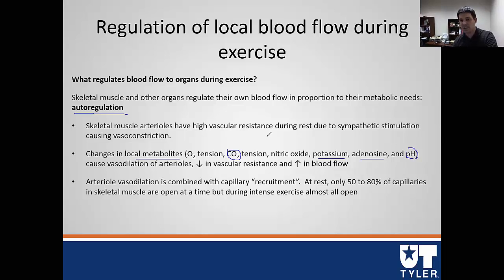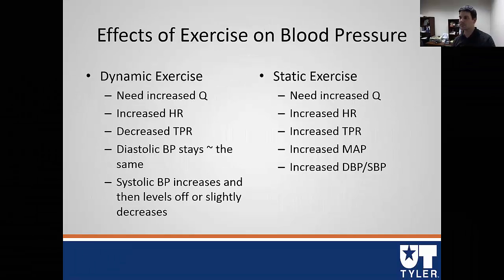As you can imagine, because the skeletal muscle is such a large organ, such a large mass, ultimately total peripheral vascular resistance is actually going to go down during exercise because of all the vessels that are being opened due to this autoregulation. So then, if we look at what happens to blood pressure to close out the lecture, we'll talk about two cases.